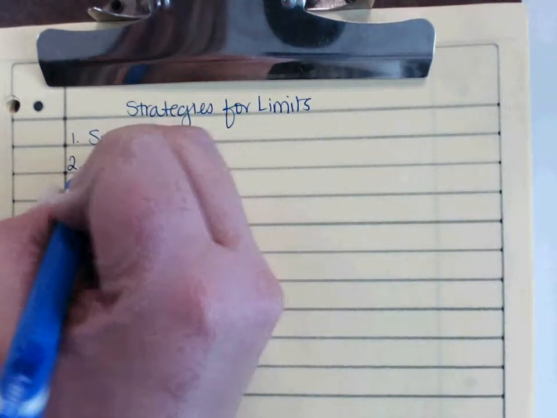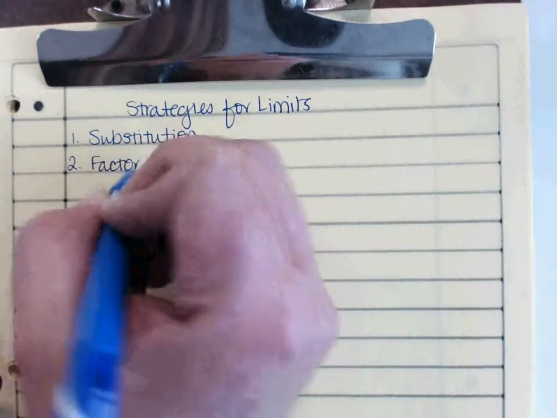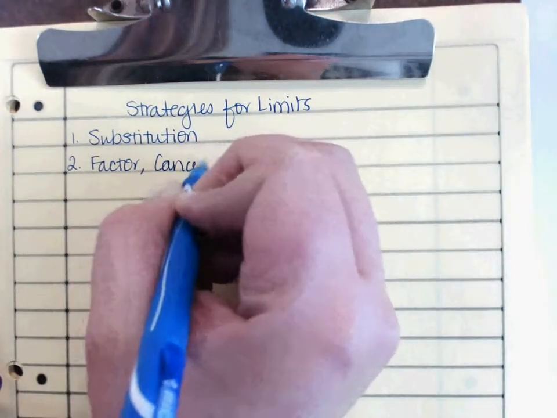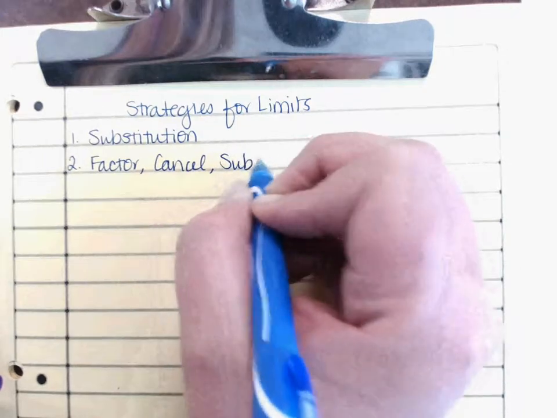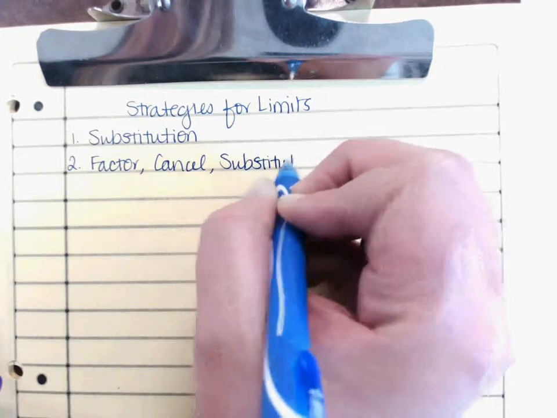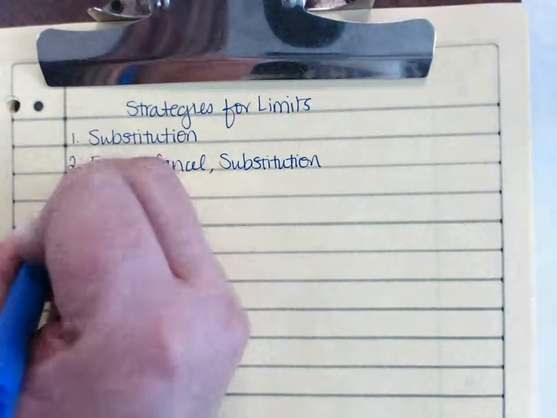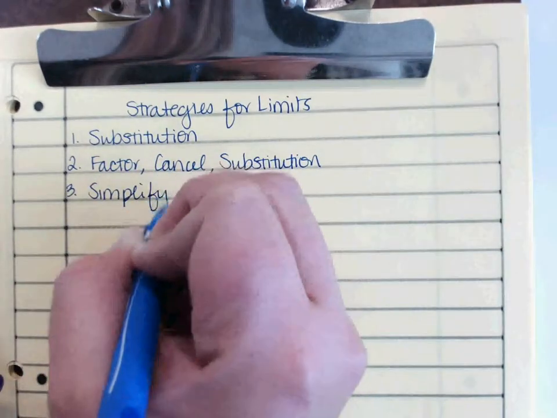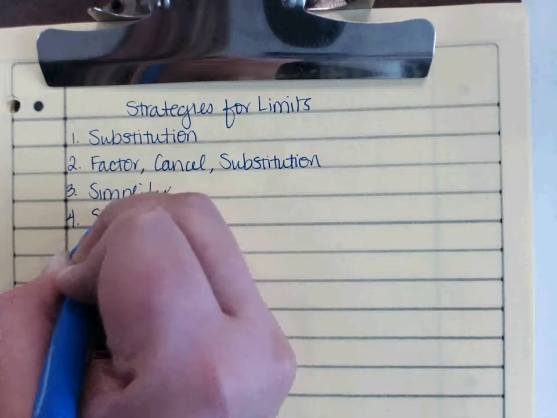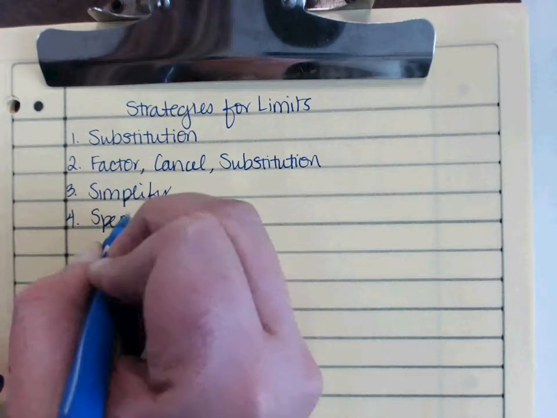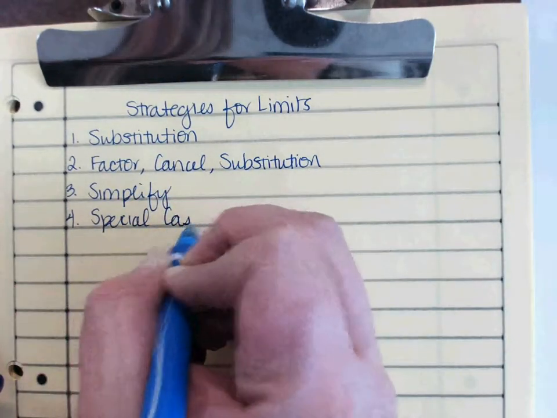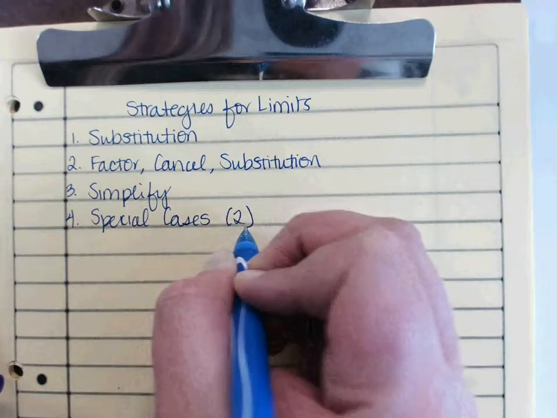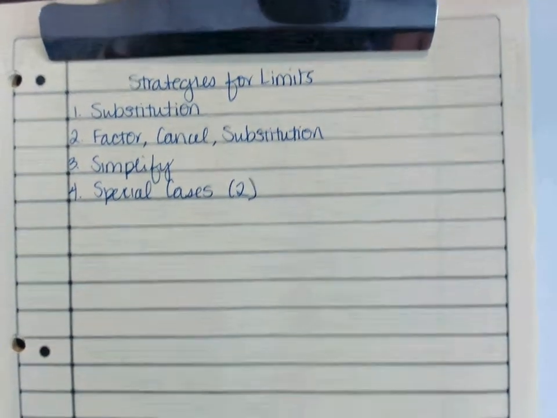Second one is going to be factor, cancel, substitute. Third one is going to be simplify. And then you have special cases. And there are 2 of those.